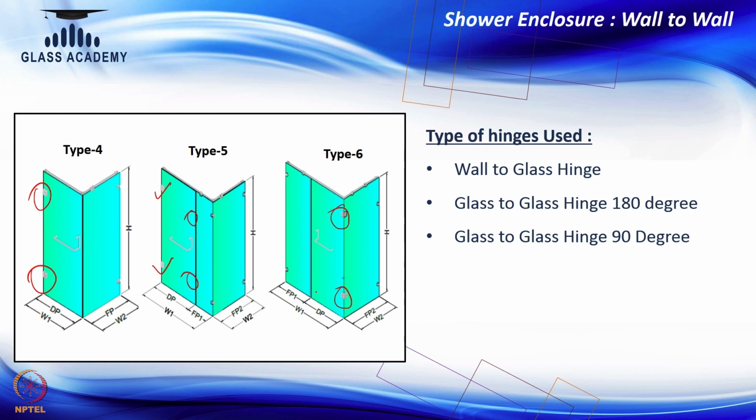So, let us sum up. If door is being used on wall, the hinges will be wall to glass hinges. If door is being opened on glass, hinge will be glass to glass 180 degree, means linear. If door is opened on glass but in rectangular position, the hinges will be glass to glass 90 degree, which is being used in type 6. So, primarily 3 types of wall to wall models and 3 types of corner models.